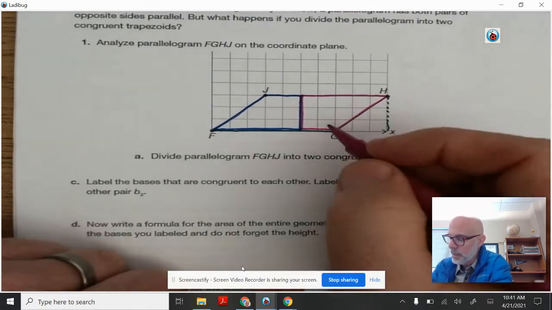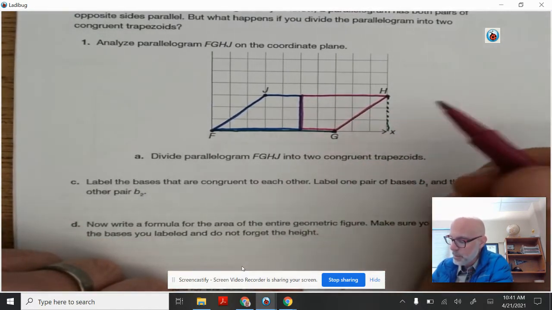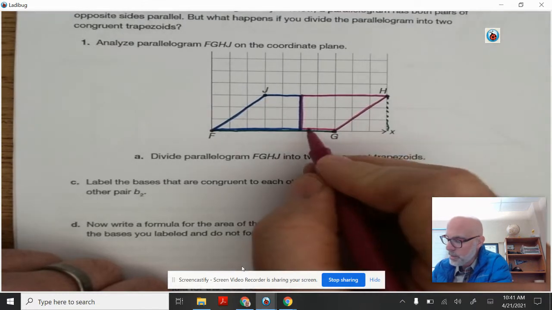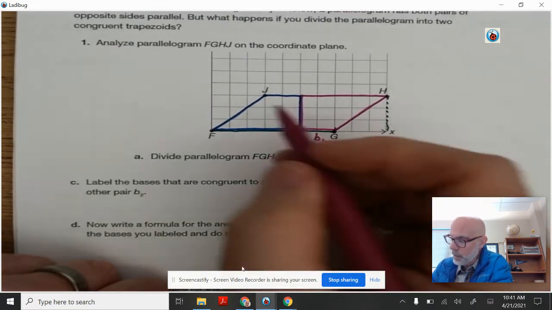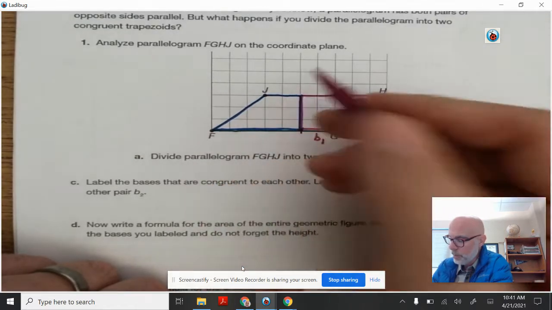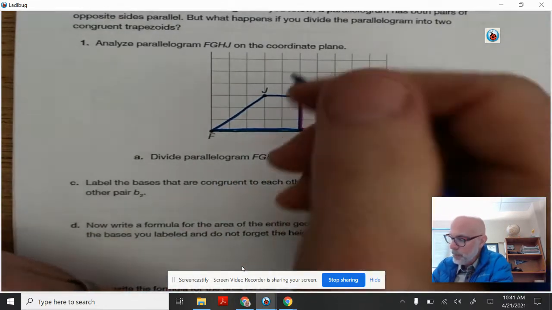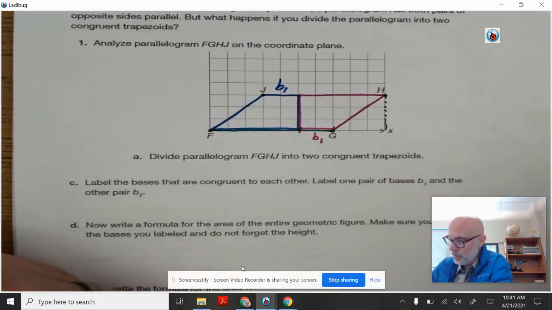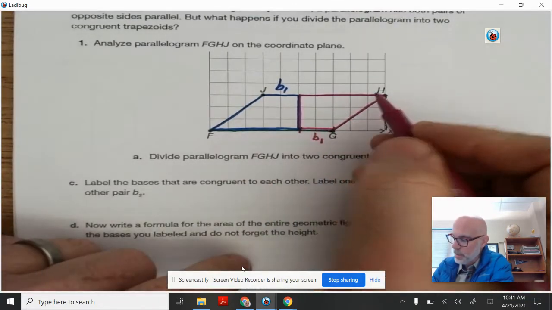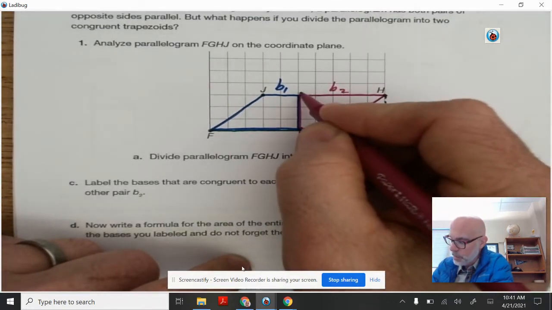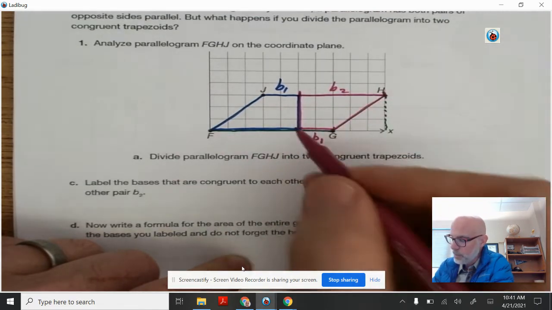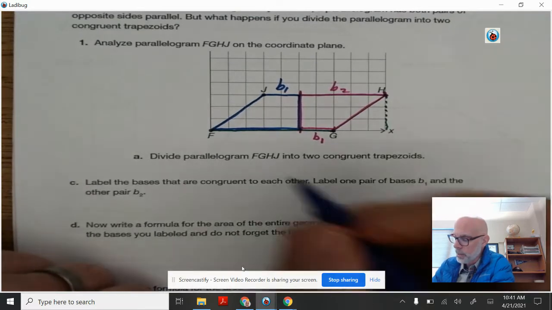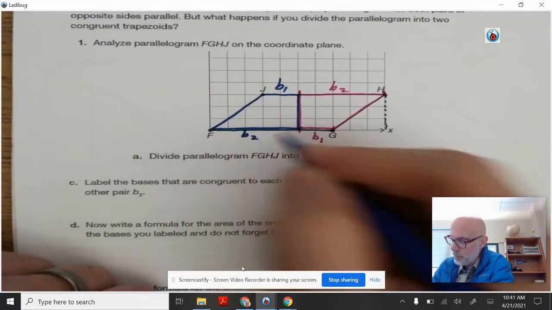Okay, and it says to label this as base 1 and base 2. So this segment right here, from here to here, I'm going to call that base sub 1. But this one up here is also base sub 1. Those are congruent to each other. And this one up here is base sub 2, from here to here, which is 1, 2, 3, 4, 5. And this one down here is the same thing, base sub 2.